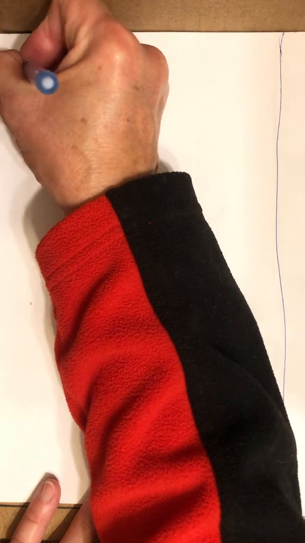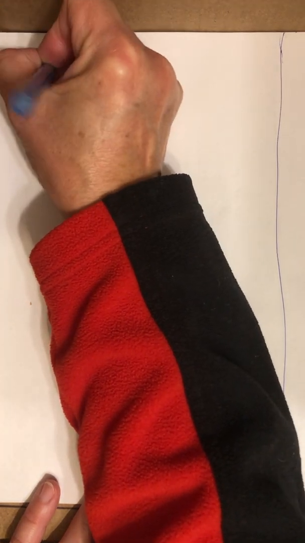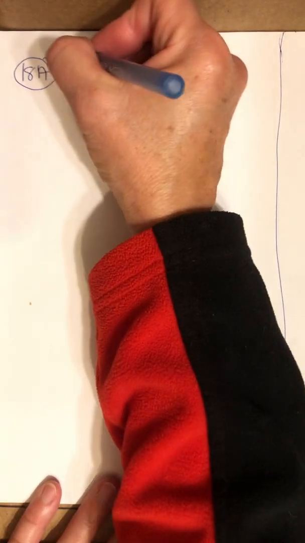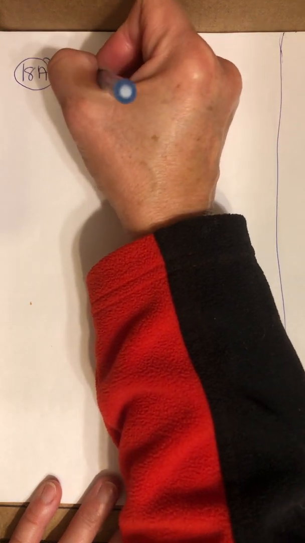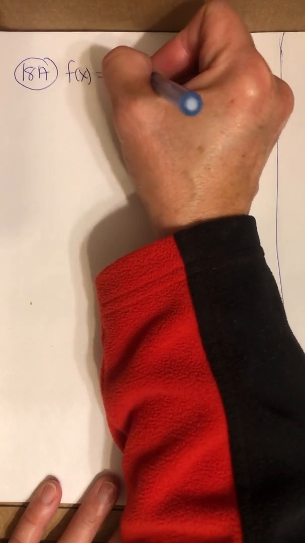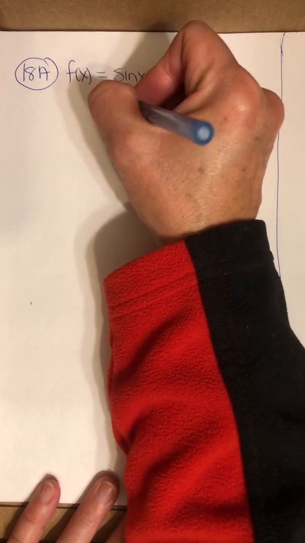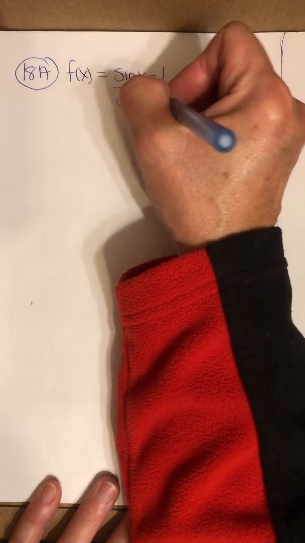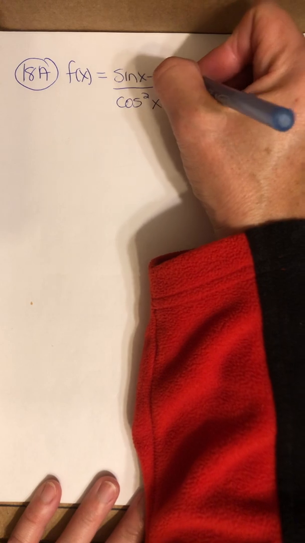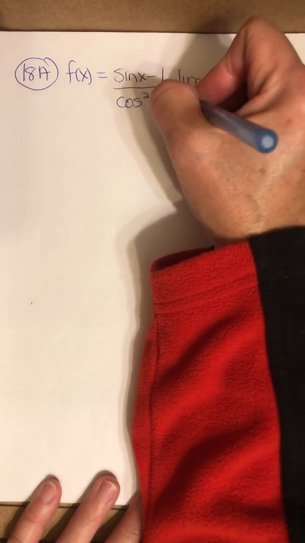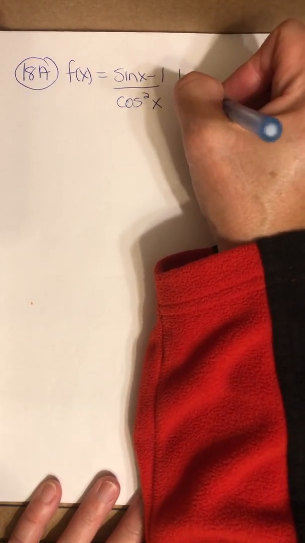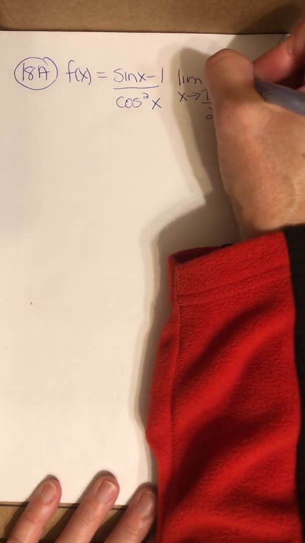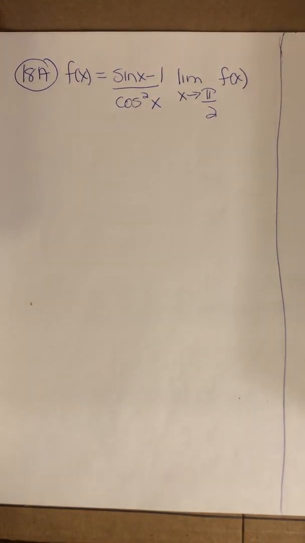So I'm going to 18A first. So I have that review in front of me. You have your review in front of you also. And here is 18A. It says if f of x is sine of x minus 1 over cosine squared x, then the limit as x approaches pi over 2 of f of x is equivalent to which of the following?